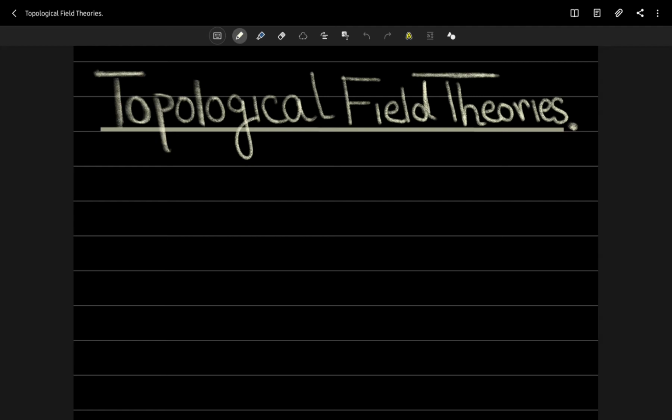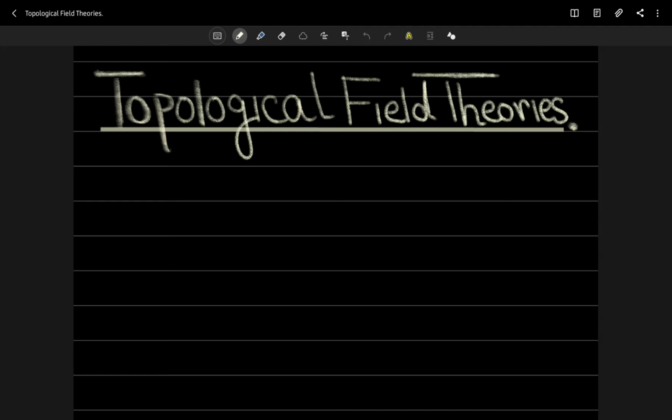The next thing that I will be covering is the mathematical description of the topological field and the topological field theory. And finally, I will talk about a physical example of the topological field theories. And I might be referring to topological field theories with TFT. That's the short form I'll be using for topological field theories.